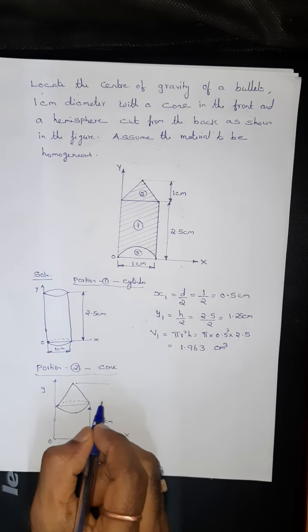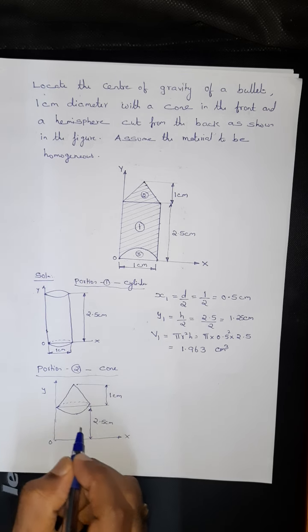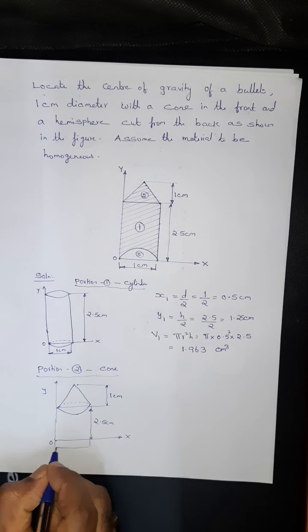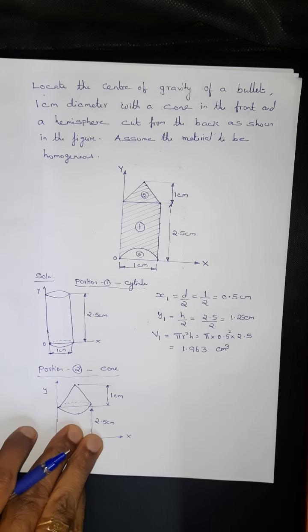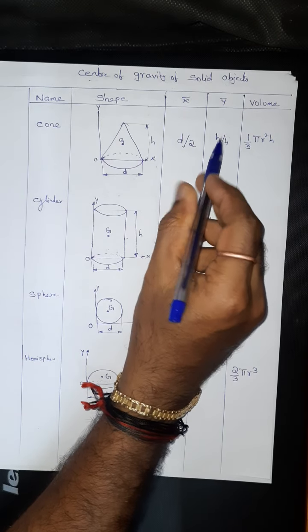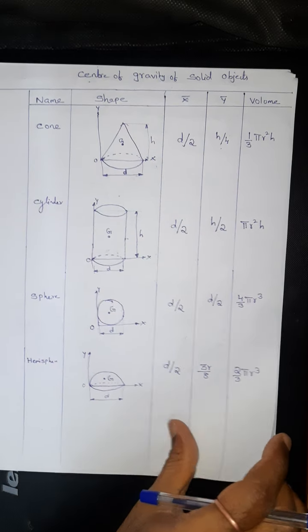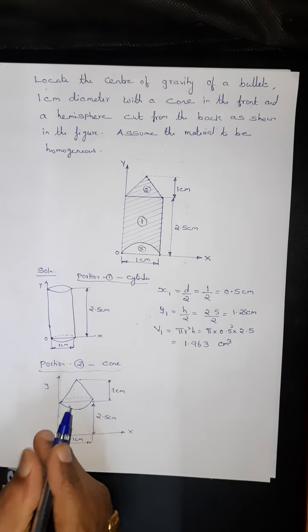What about the height here? The height of the cone is 1 centimeter. Then what about the diameter? The diameter is given as 1 centimeter in the diagram. So what is the formula for the cone? The formula for the cone is d by 2 for x bar and h by 4 for y bar, and volume is 1 by 3 pi r square h, which you have to memorize. There are four shapes, and you have to memorize all four formulas.